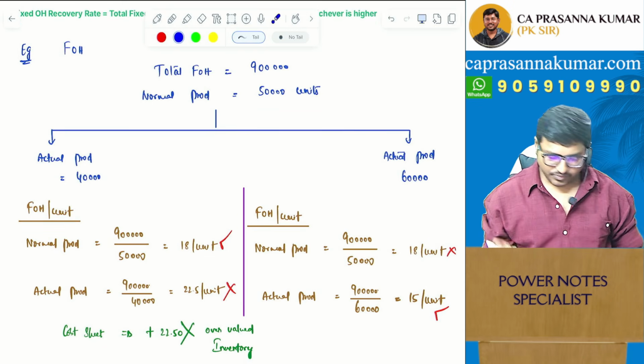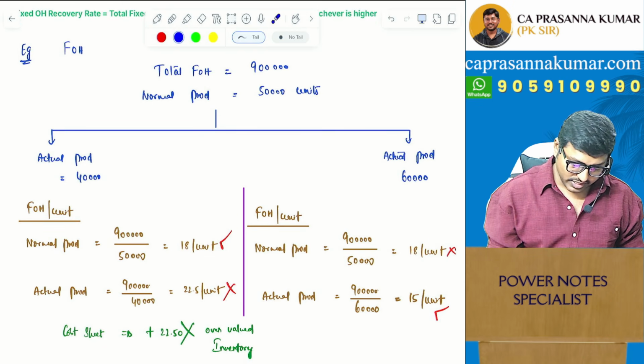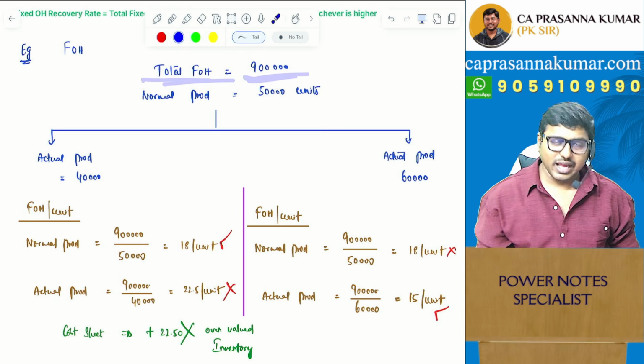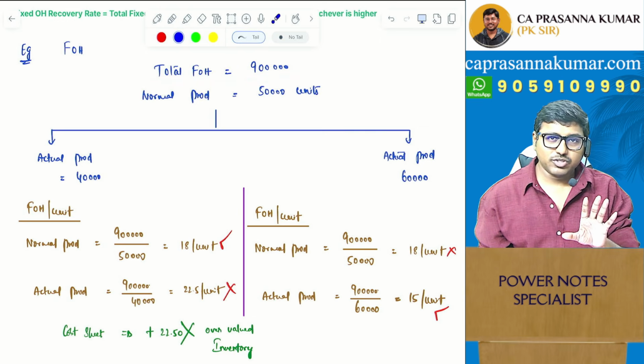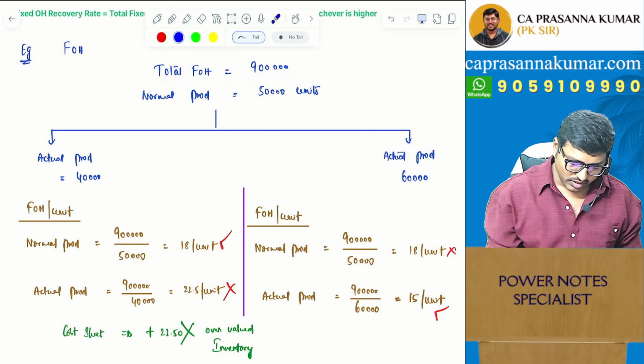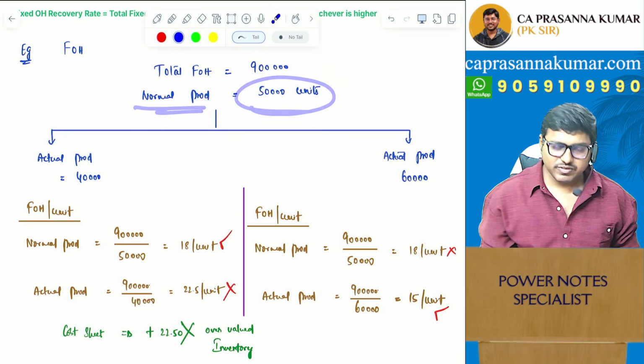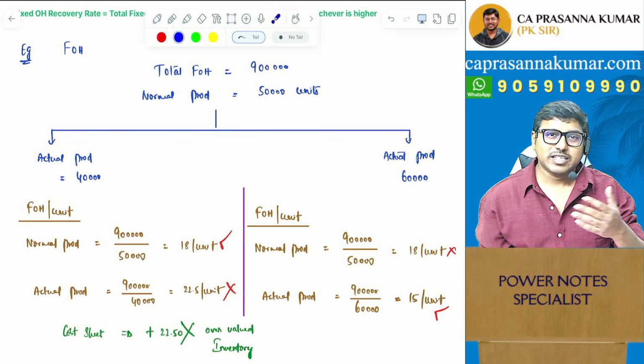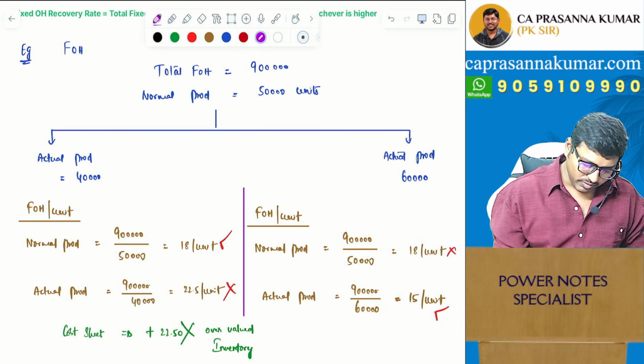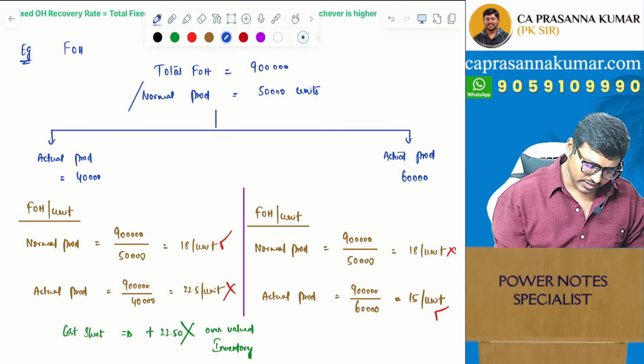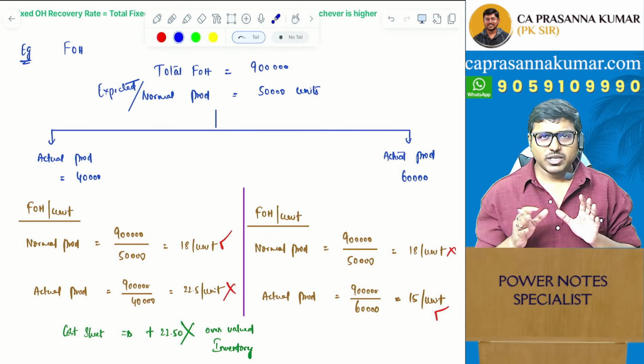Now look at this example. Let's say total fixed overheads is 9 lakhs. When I say overheads, I'm pretty much talking about the factory overheads right now. Normal production is, say, for example, 50,000 units. You can also call it expected production. In some questions, you'll see the word expected. Whether it is expected or normal, it's nothing but the same.